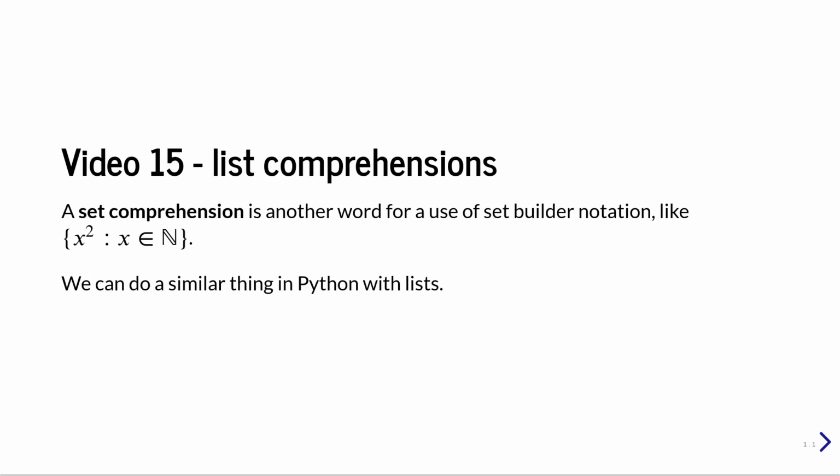In this video, we're going to learn about a new way to create Python lists called a list comprehension. As well as being very useful to us, this is also something very familiar, because a list comprehension is very similar to using set builder notation like we did in Math 5 last term. A set comprehension is another word for a use of set builder notation, like when people write the set of all things x squared for x in N. They mean the set containing 0 squared and 1 squared and 2 squared and 3 squared and so on. You can do a very similar thing in Python and it's called a list comprehension.